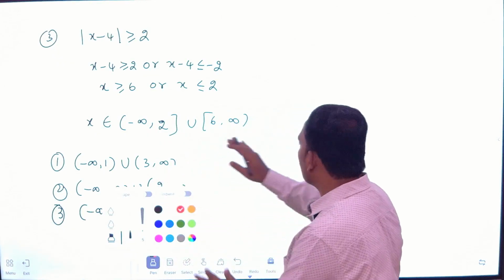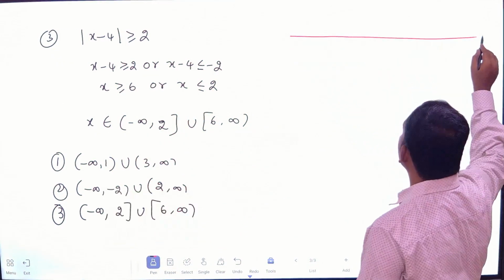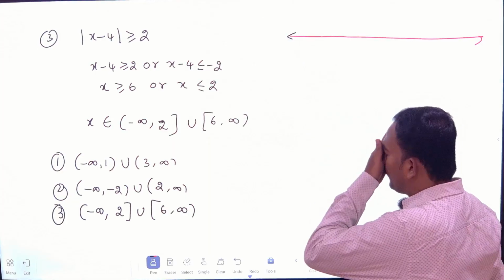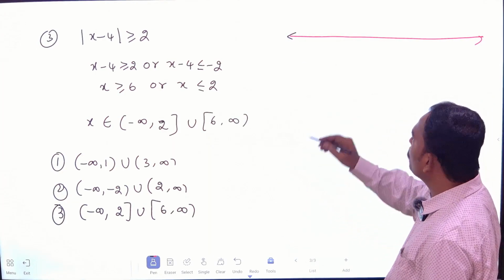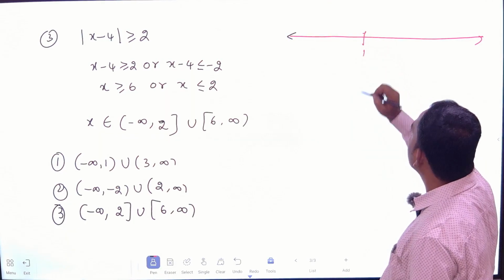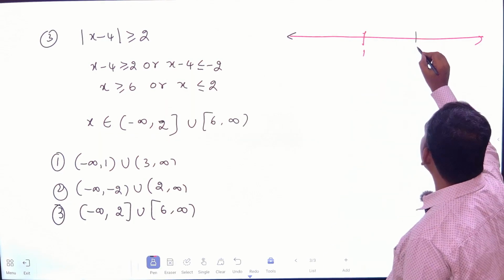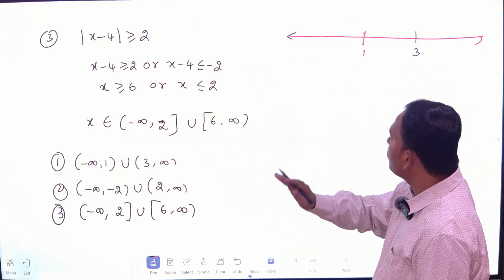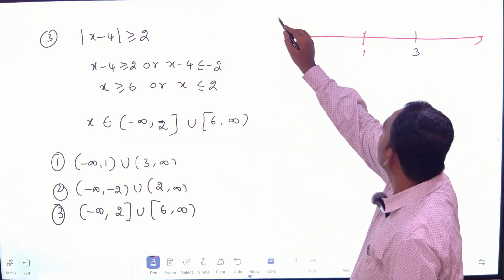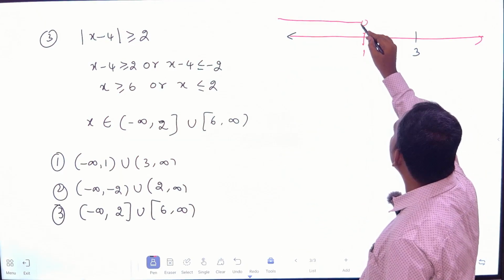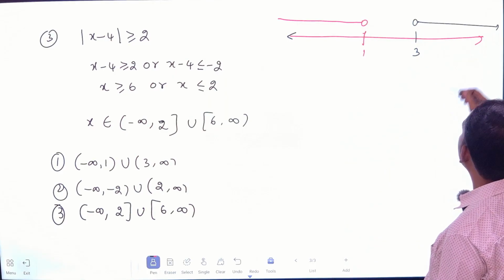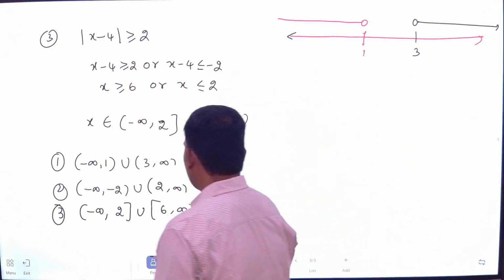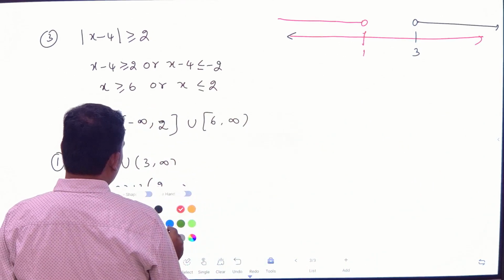You have to fill in all the critical points here. Okay. In the first set you can see minus infinity to 1. Let's take this as 1, and here you take 3. So minus infinity to 1. Let's take here the open interval minus infinity to 1 and 3 to infinity. This one. Clear? Okay, let me take another color.